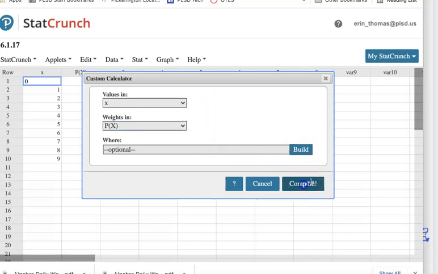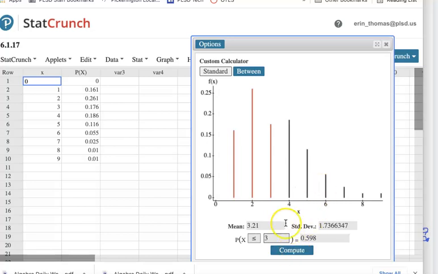If I hit compute, it shows me the graph. So remember how I talked about that each individual value of the random variable would have a vertical line. Notice that this is P of X. It says F of X, but we know that this is the probability. So the value 1, the value 2, the value 3, so on and so forth, you can see their individual probabilities by the height.